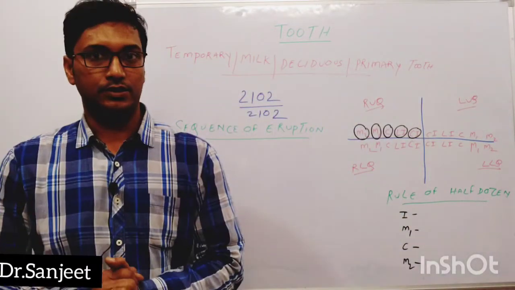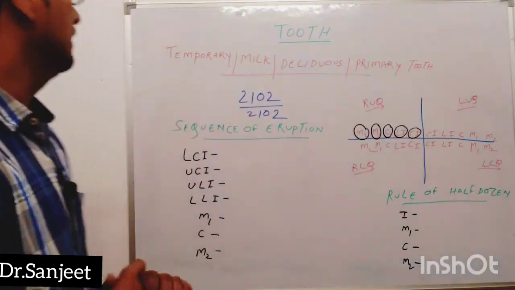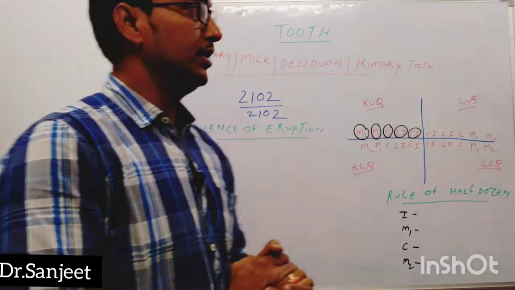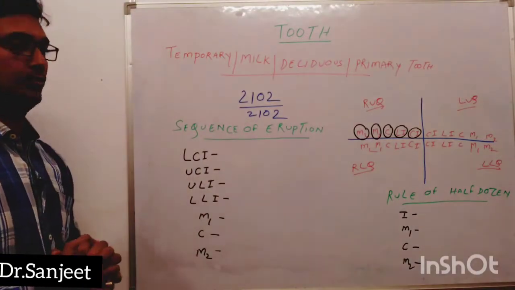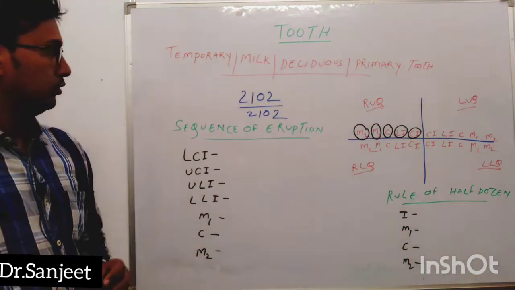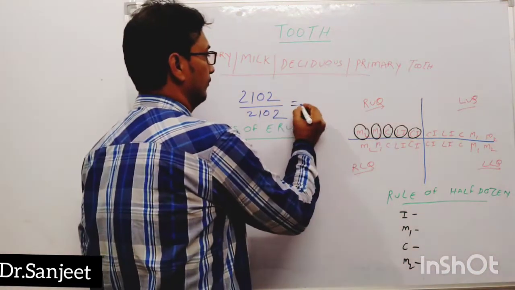The next topic is tooth. Let's start the topic. There are two types of tooth, temporary tooth and permanent tooth. Temporary tooth is called milk tooth, decidual tooth or primary tooth. The formula is 2102 by 2102. The total number of tooth is 20.